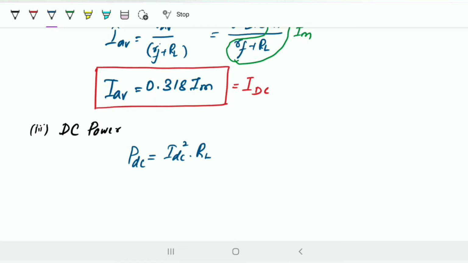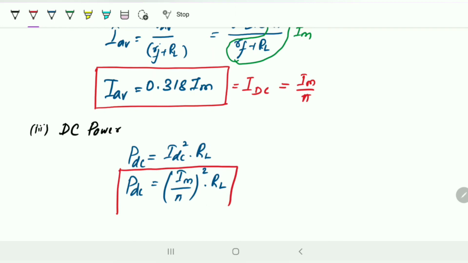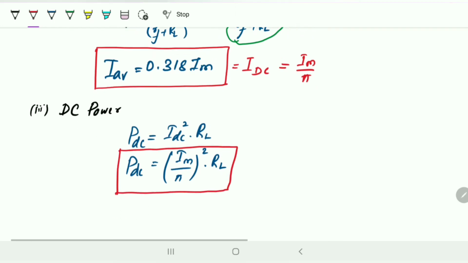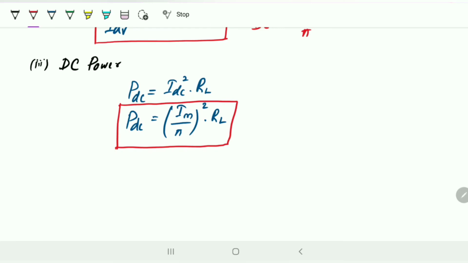So IDC can also be written as Im by pi. Let me substitute the direct value, that is Im by pi the whole square into RL. So that is your PDC, because I square R is the formula for power, right? So the output power will be I square R.